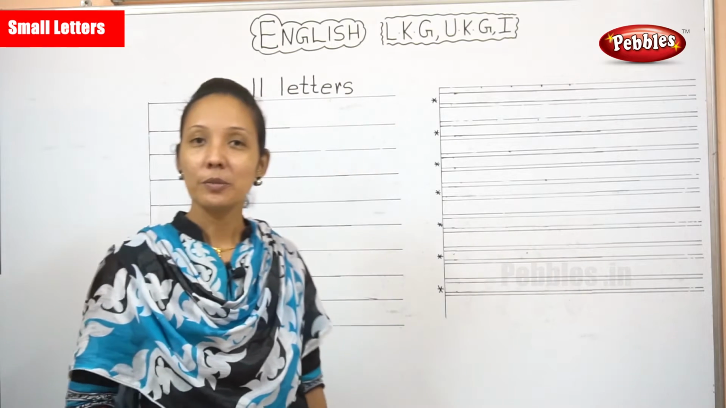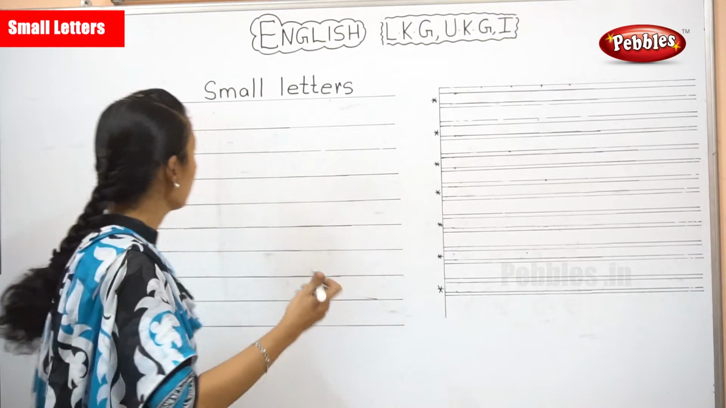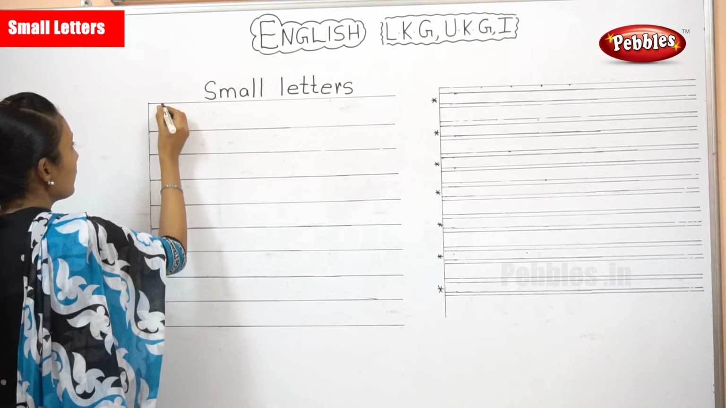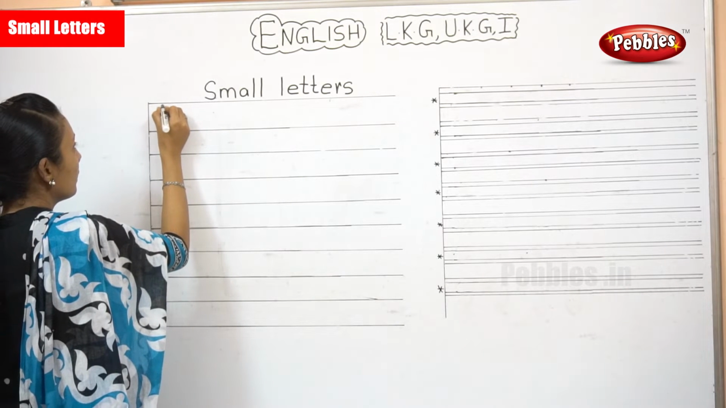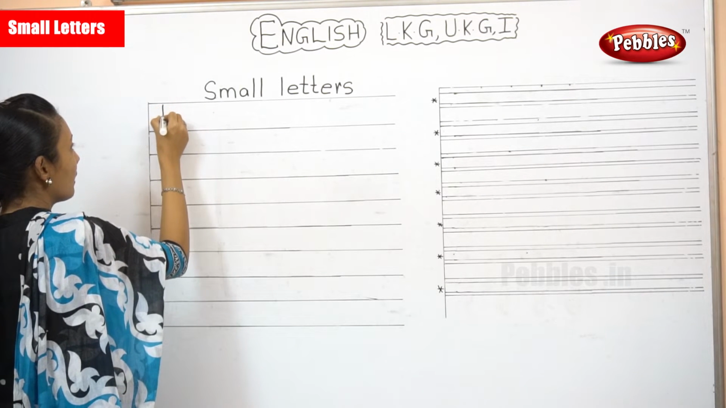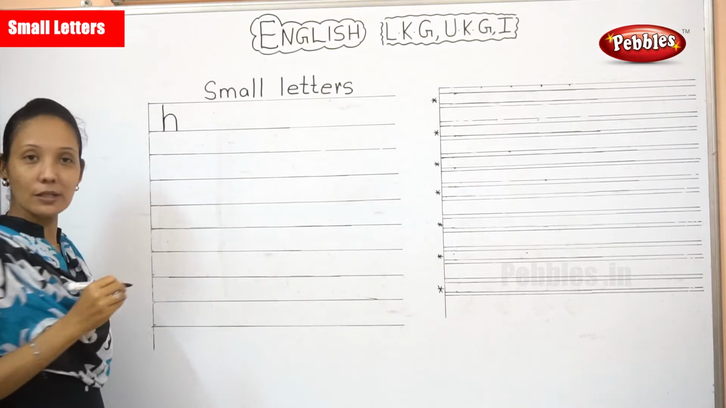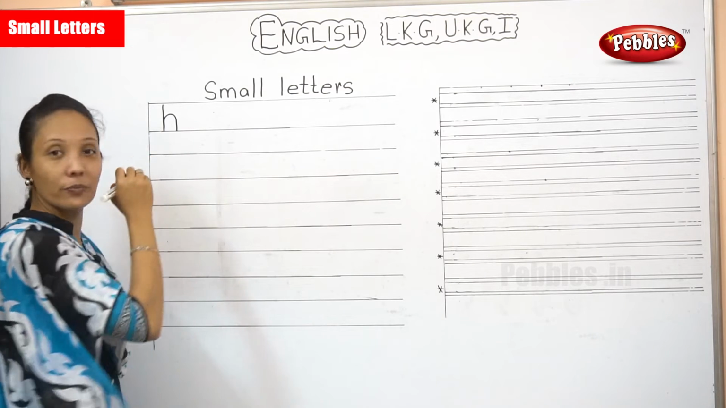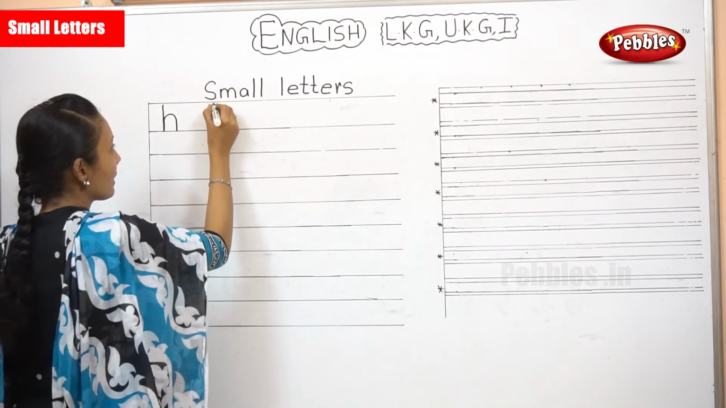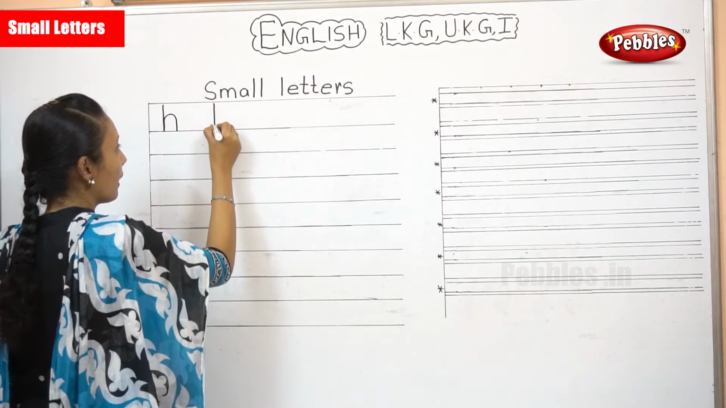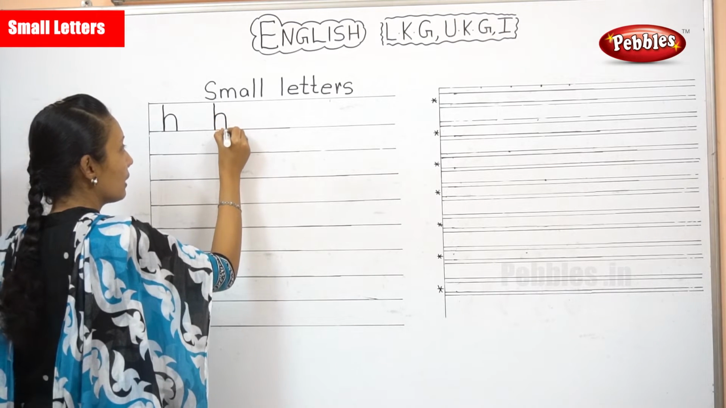Now next alphabet is H. What's your next alphabet? Yes, finish G, your next alphabet is H. Same, a standing line and a down curve. What is this? Yes, H. Then the other, small h, a standing line and a down curve.